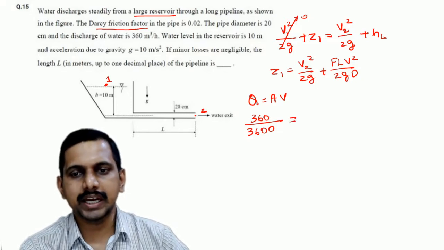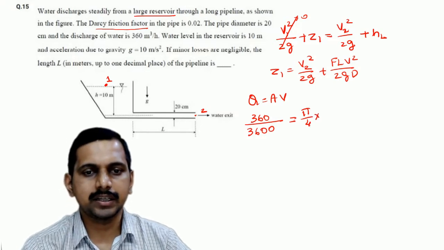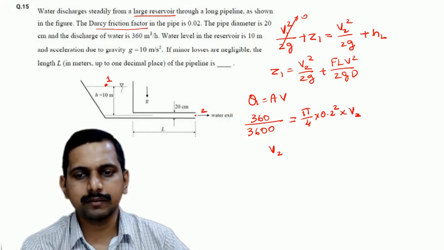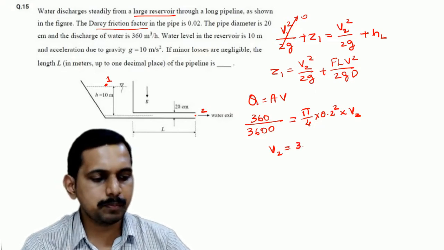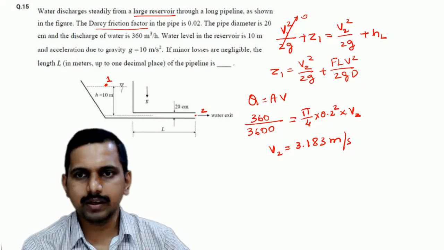That is equal to area. Area is pi by 4 into d square. The diameter is given 20 centimeter, that means 0.2 square into velocity, which is V2. So V2, when I solved, I got the answer as 3.183 meters per second. Now let us substitute that here.